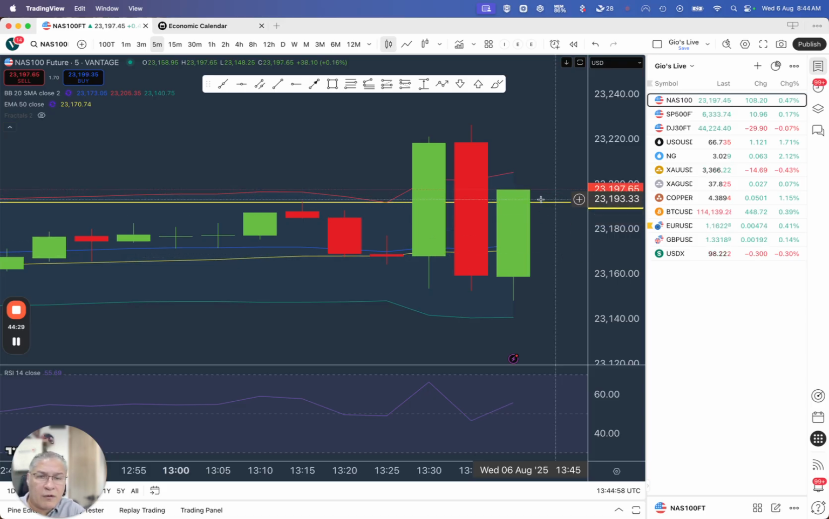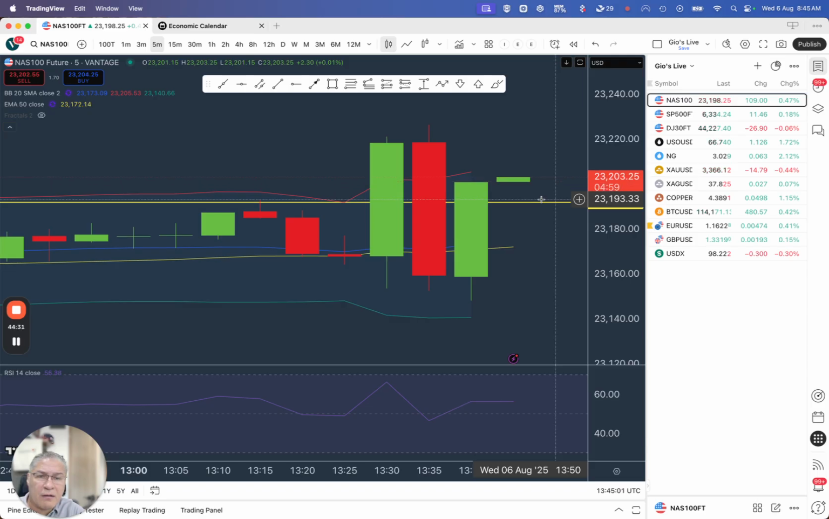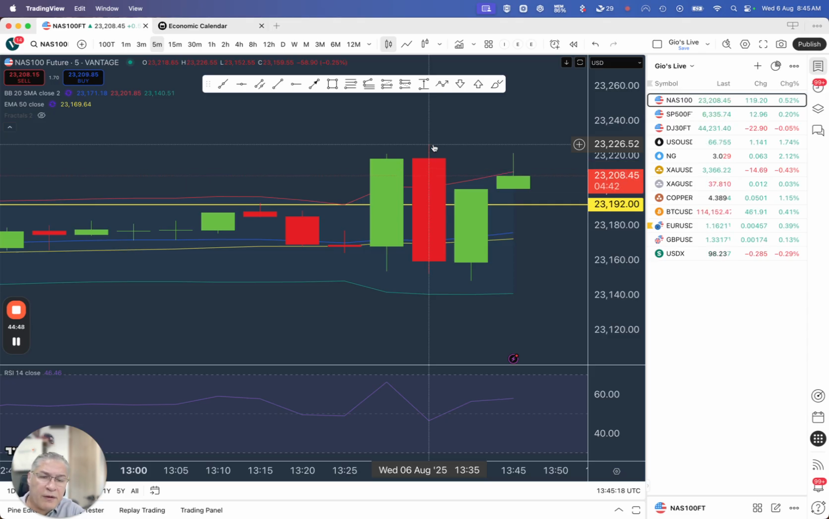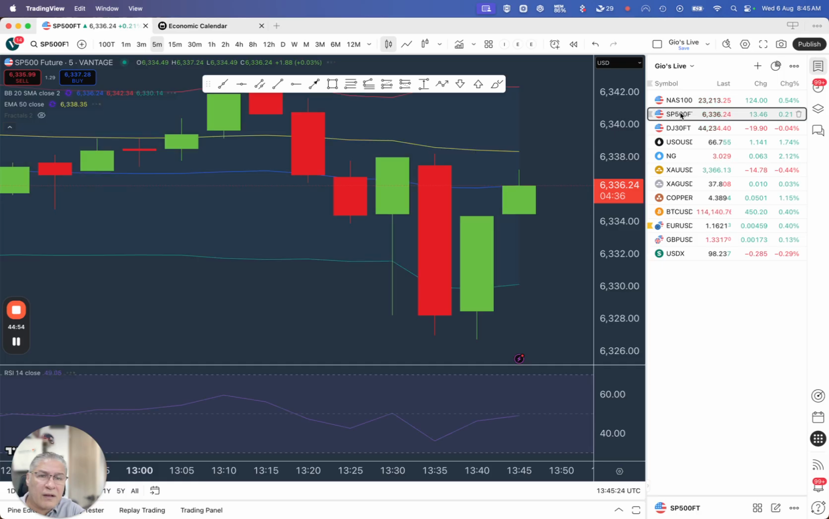All right, so continuing push to the upside. Ooh, now this is a nice momentum to the upside. Will we meet that previous swing high? Will we close above that? RSI still away from it.